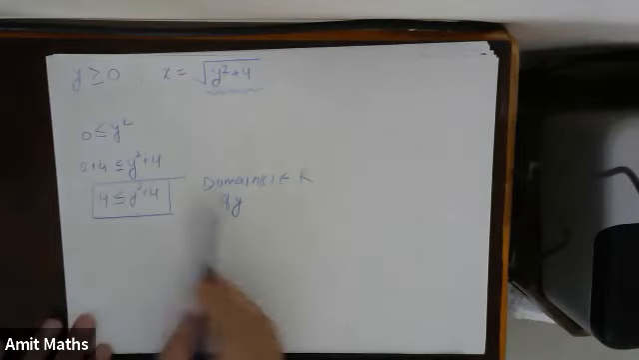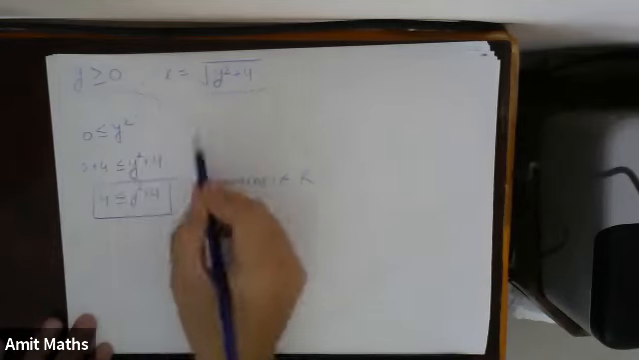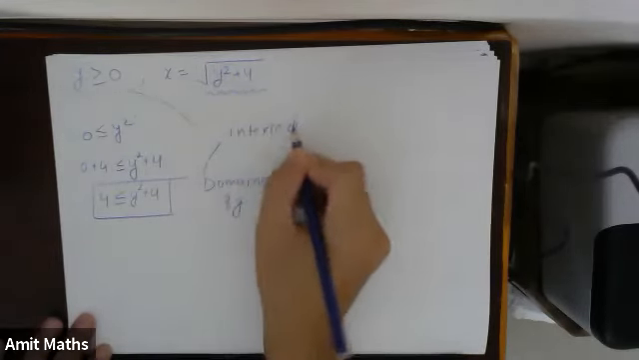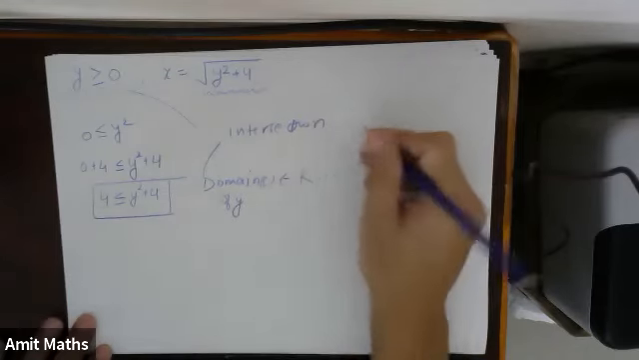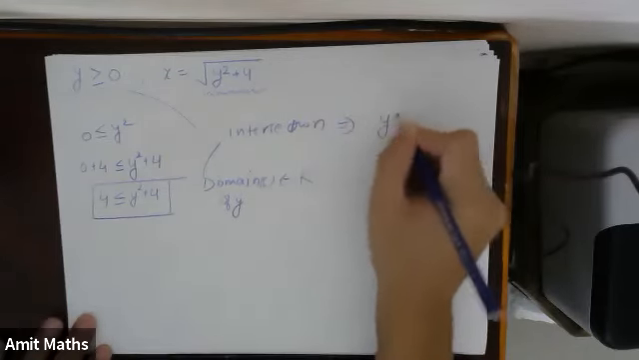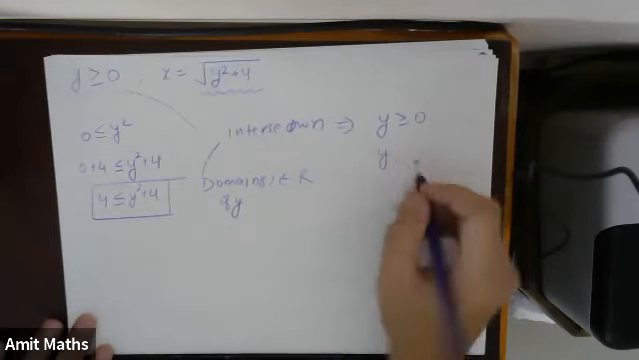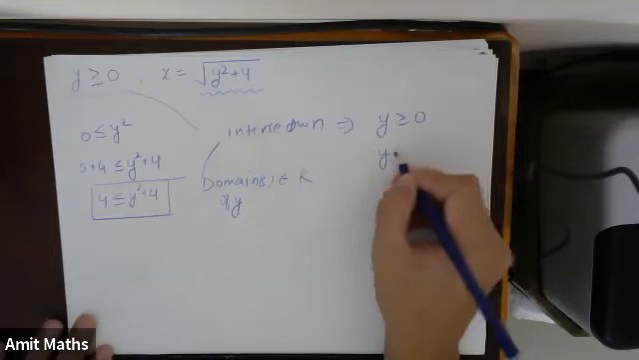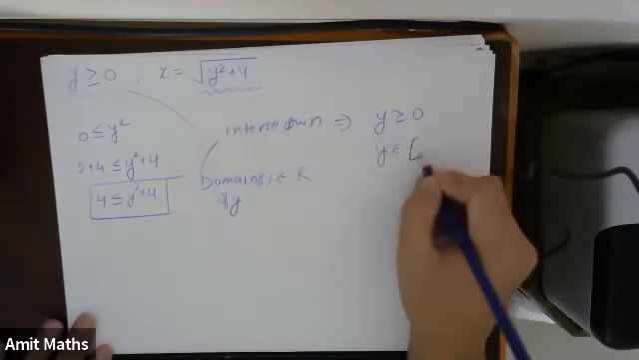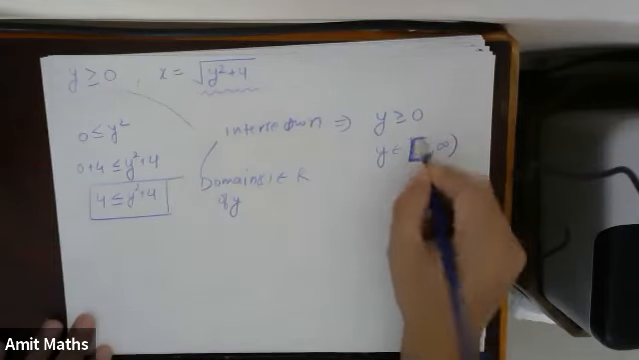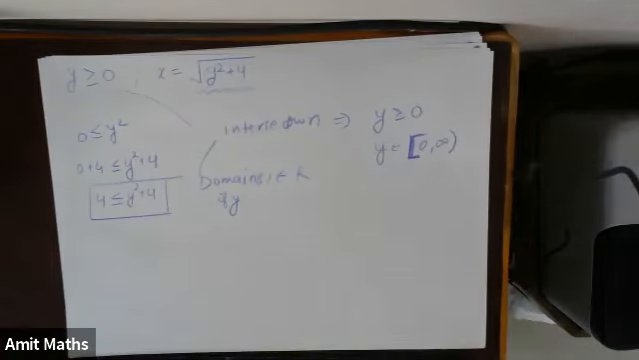If I take the intersection of these two, I will get y should be greater than or equal to 0. That means the range of y is 0 included to infinity. I hope everybody understood. Fine. Now let's move on to the next example.